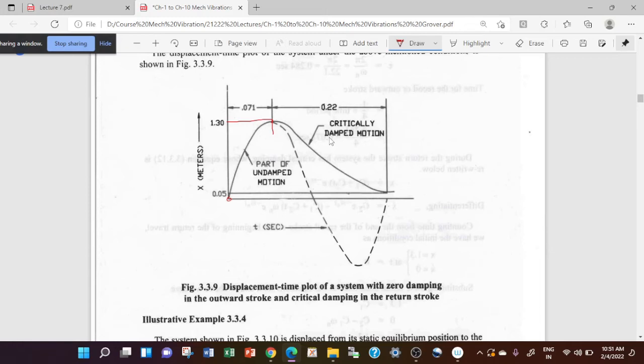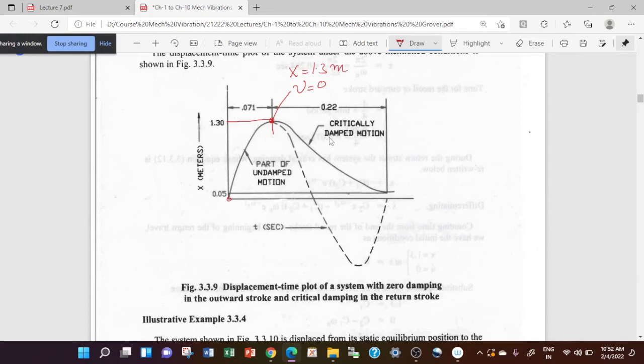If you don't put a critical damper at this point, then you will have an oscillation like this, and your system will oscillate to and fro, which we don't want. So that's why we put a critical damper at this point, and it will start working here. At this point you will see that velocity changes its sign. It means velocity is equal to 0 and the displacement comes out to be 1.3 meter.